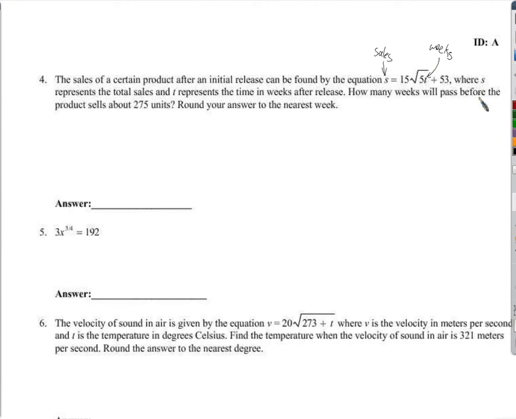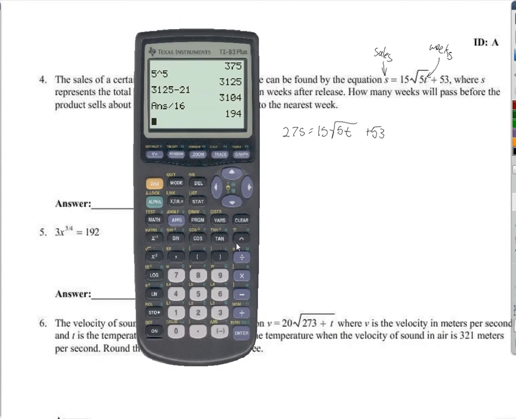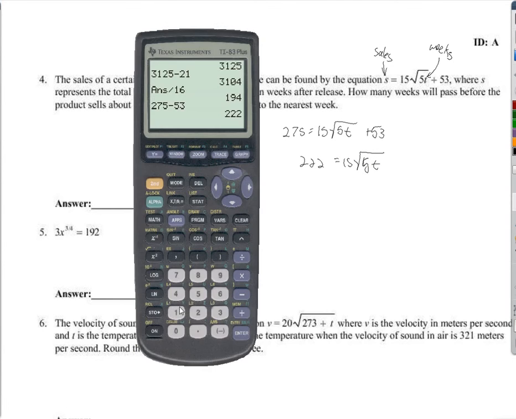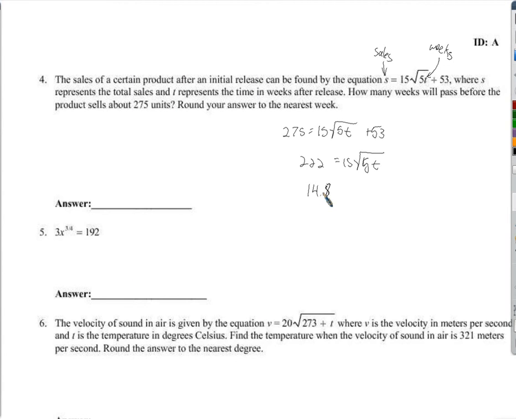How many weeks will pass? Okay, so we want to know what T is before the product reaches 275 units. So 275 is the number of units, and we have to figure out how many weeks it will take. So the number of sales is 275. We just need to solve for T. So we'll take 275, we'll subtract 53, 222. So then we'll divide by 15. 14.8.